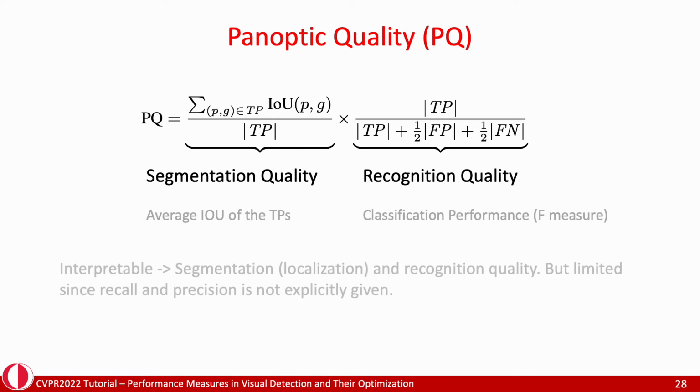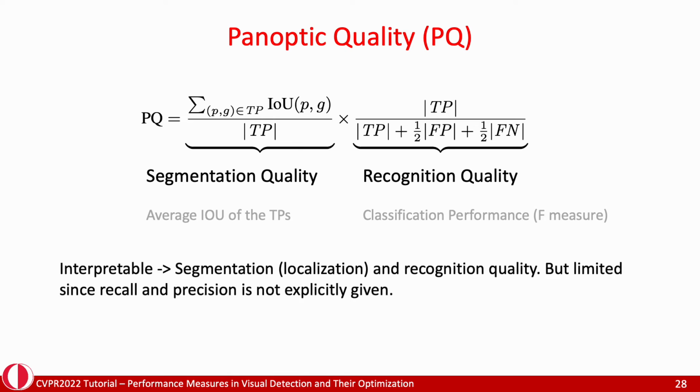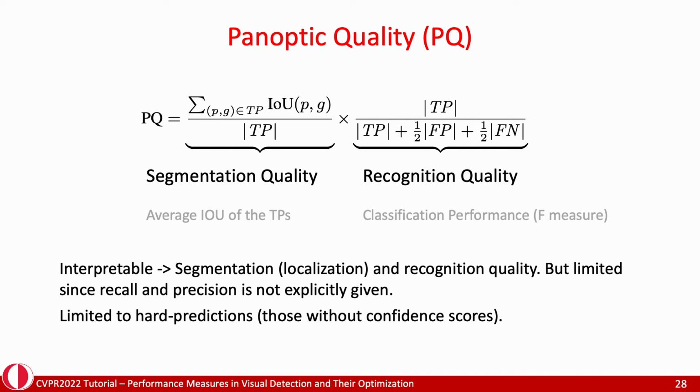Overall, Panoptic Quality is interpretable in the sense that segmentation and recognition qualities are separately computed and can be reported. However, its interpretability is limited since recall and precision are not explicitly given. And finally, Panoptic Quality is limited to hard predictions. These are those predictions without confidence scores. Theoretically, PQ can be extended to evaluate soft predictions, but this extension was not provided in the original paper. We will talk more about PQ and its analysis in terms of desirable properties of a performance measure in part 2.